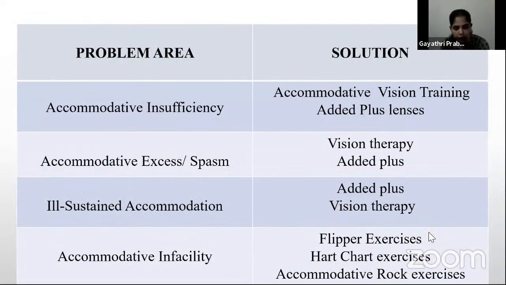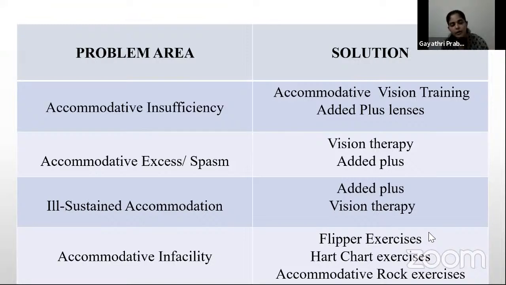Now, moving on to the accommodative management. If a person has accommodative insufficiency when you test, or an ill-sustained accommodation, here you need to improve their range of accommodation. You need to train them more with minus lenses, so that they are able to stimulate their accommodation.